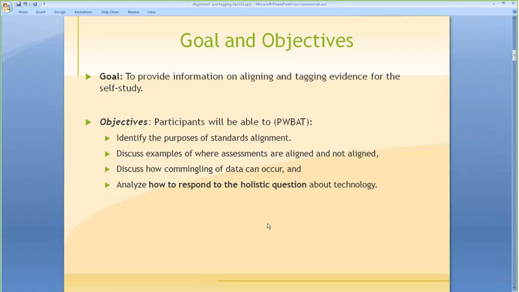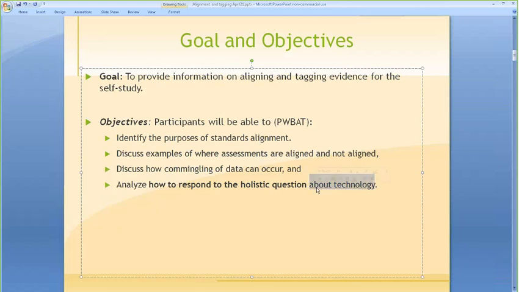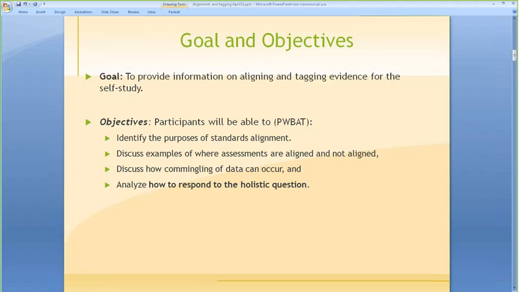And lastly, I don't have a slide on this because I've addressed it in every single one of the standards presentations, so I thought we'd just have an open conversation about responding to the holistic question. And we won't be talking specifically about technology. We'll just be talking about the question regarding each standard and how you should summarize your assessments to have that conversation with your CAPE reviewers.